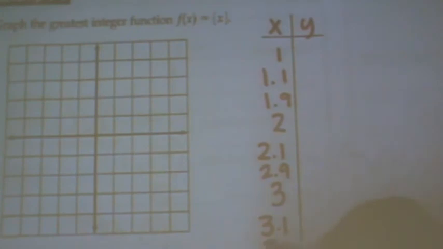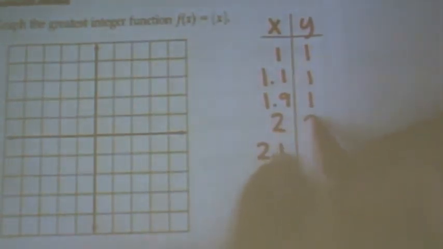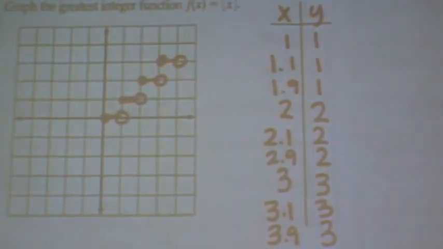So I want you to make a T-chart, and I want you to plug in 1, 2, 3. So if you did 1.1, 1.9, 2.1, 2.9, 3.1, 3.9, when you take the greatest integer, you get 1, 1, 1, and then for 2, 2, 2, 3, 3, 3. When you graph this, you go over 1, up 1, you keep going, but at the end, you're gonna have an open circle. So it's a step. I want you to make sure you can do these 4 problems. I will have them on YouTube.